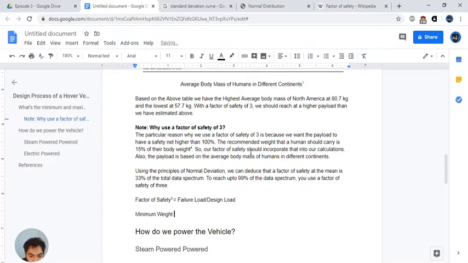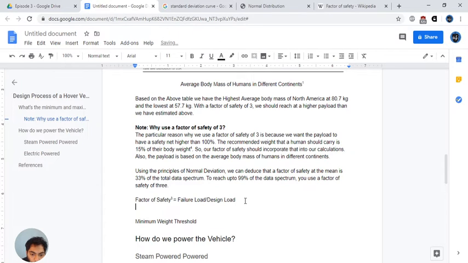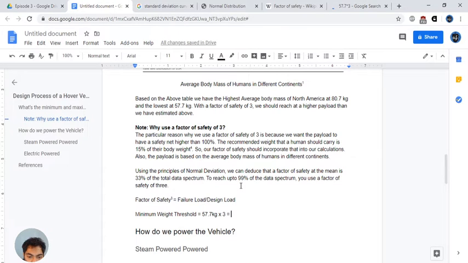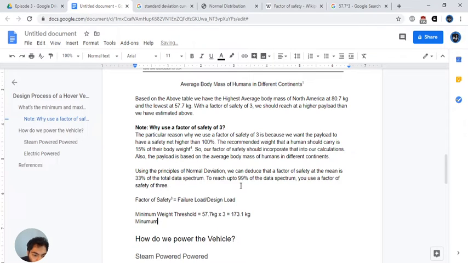So minimum weight threshold for that would be, so your design load is at what, 57.7 kg multiplied by 3, 57.7 divided by 3, 173.1 kg. That's your minimum threshold.